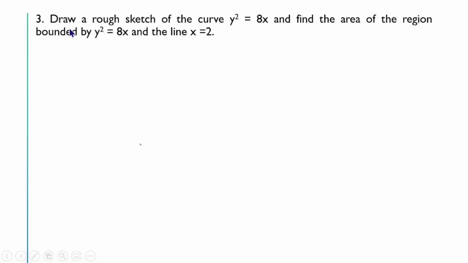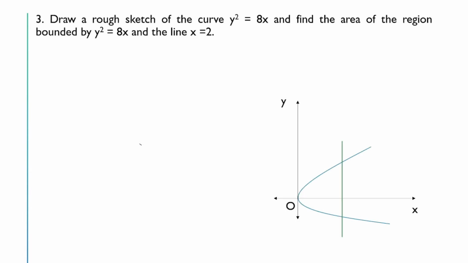The next question: draw a rough sketch of the curve y square equal to 8x and find the area of the region bounded by y square equal to 8x and the line x is equal to 2. So here let us draw the curve first, a rough sketch. So the x-axis, this is the y-axis and the curve y square equal to 8x. This is the curve y square equal to 8x, and this is the line x is equal to 2.